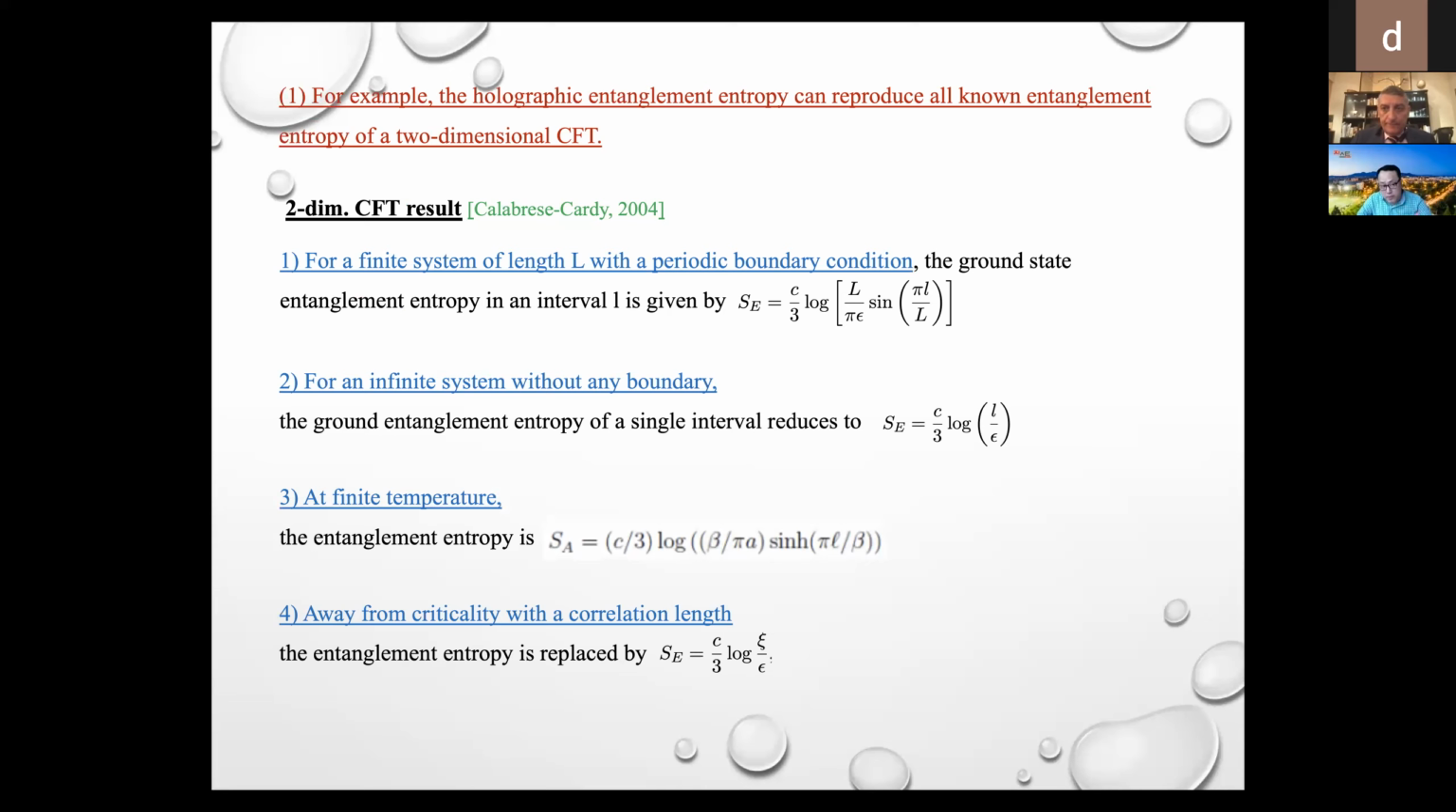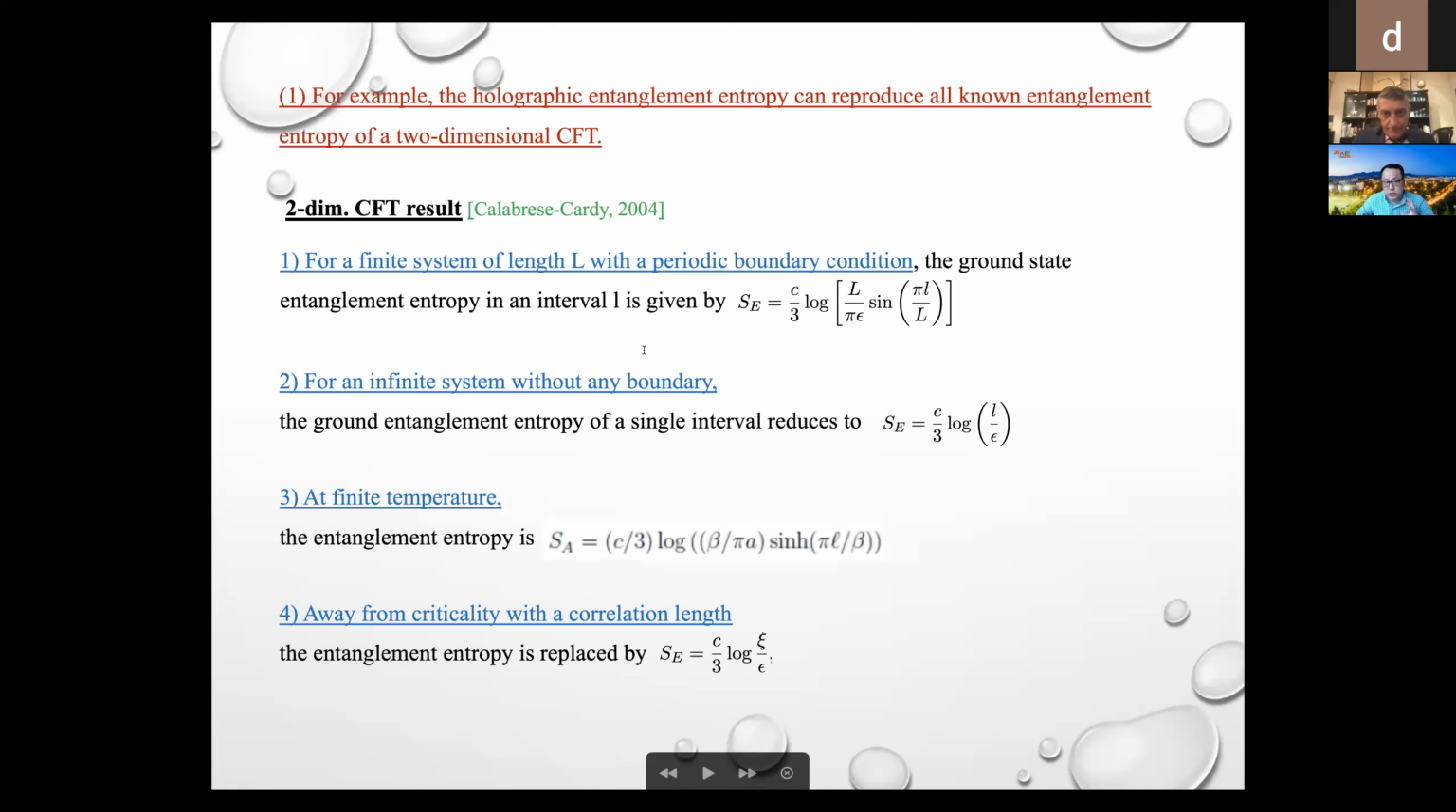This large symmetry allows us to calculate the entanglement entropy exactly. But in higher dimensional conformal field theory, the conformal symmetry is finite and there is usually no modular invariance. So usually it is not easy to calculate the entanglement entropy in the higher dimensional case. But in the 2D case, due to the large symmetry, we can exactly calculate the entanglement entropy on the field theory side. So this is a summary of the two-dimensional result.